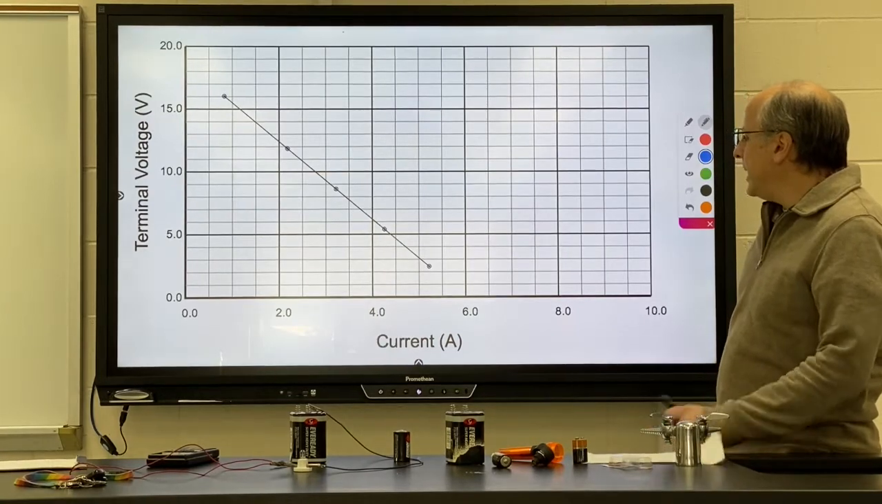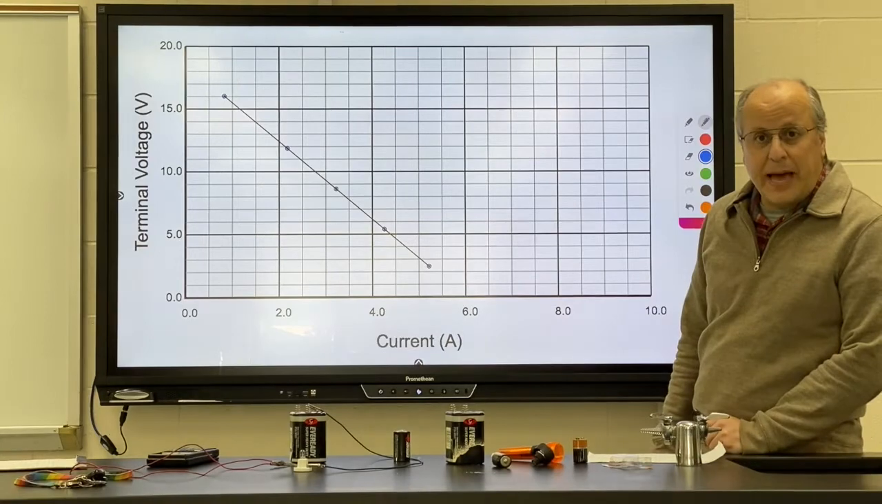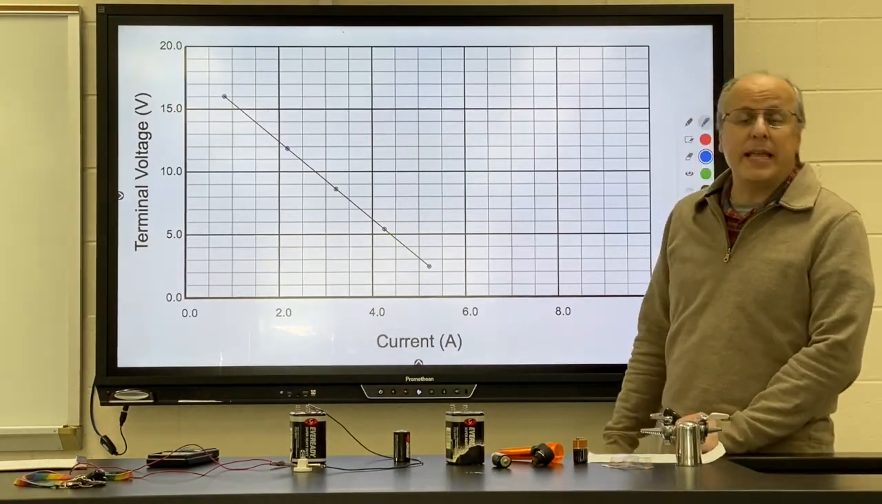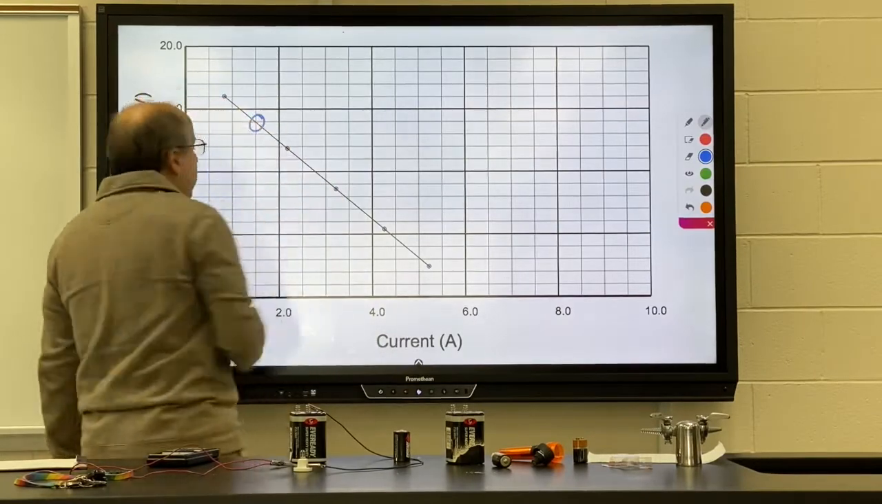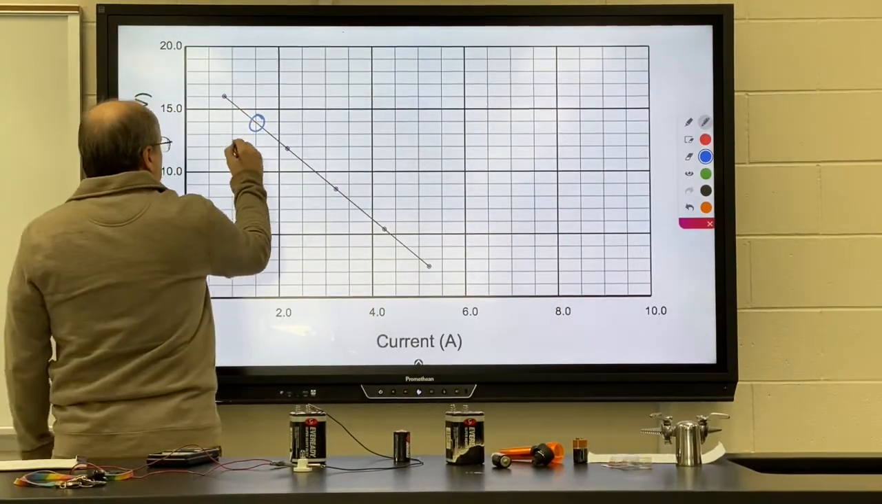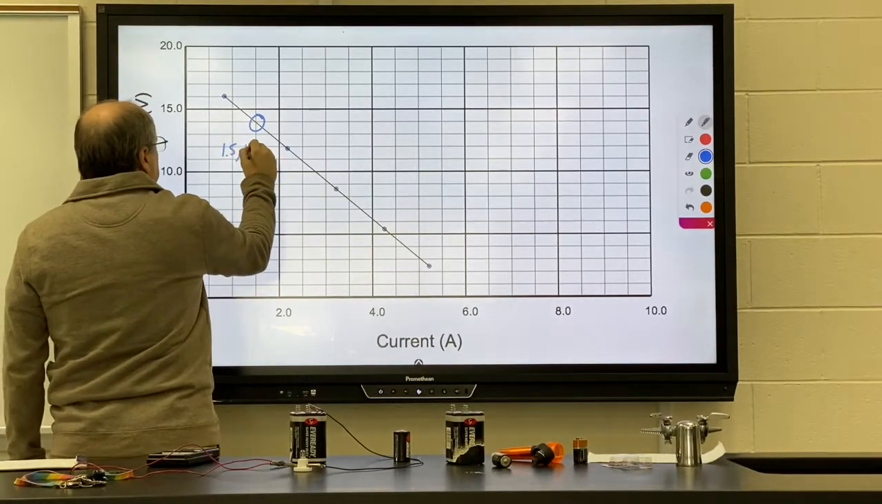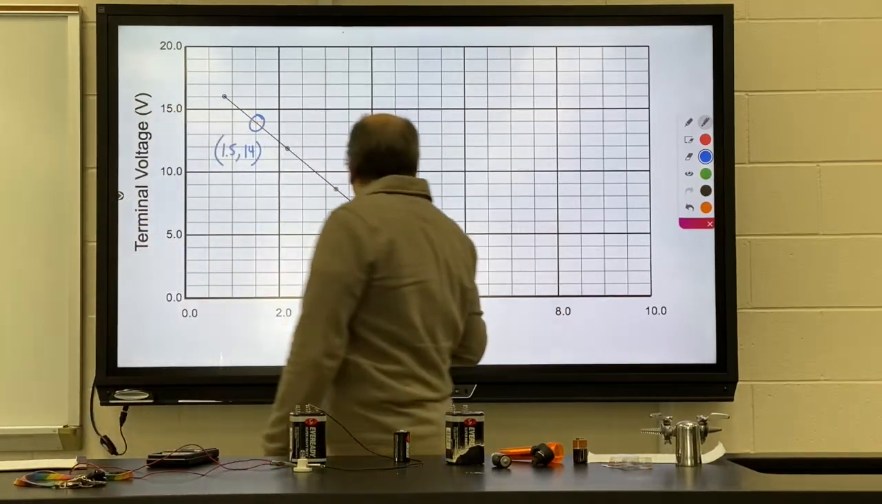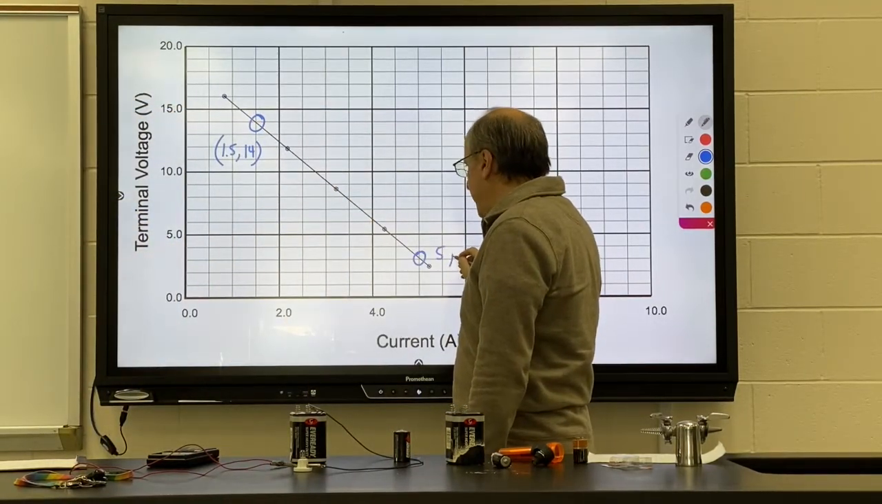Okay, so let's say we collect a few data points. How do we figure out how good the battery is? How do we figure out what we can get from this battery? So we pick 2 points. They do not have to be data points. So here we are, 1.5, comma 14. And here we are, 5, comma 3.